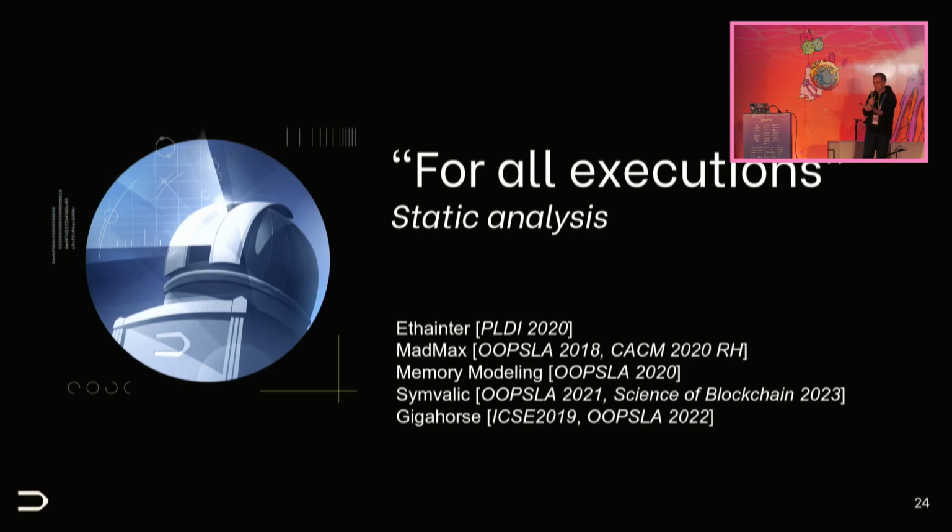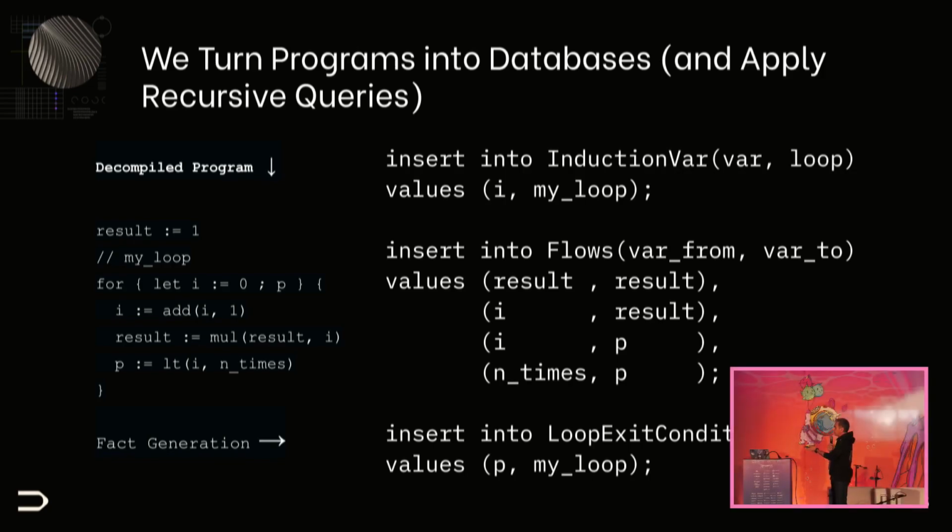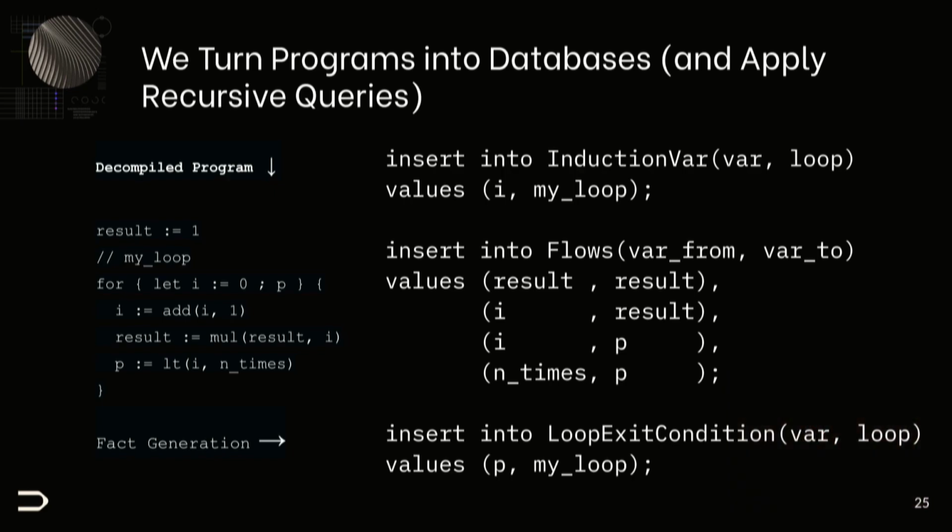That's where we use static analysis technology. We have lots of research publications on static analysis. That's part of our DNA as a company. It effectively answers the question, what will a smart contract do under all possible conditions? So our particular technology starts from turning a program into a database. So you can think of it as the decompiled program on the left. It has a loop, and then we insert elements from the program inside tables, and you don't need to parse all of that, but think of it as having tables like induction var and flows and loop with conditions.